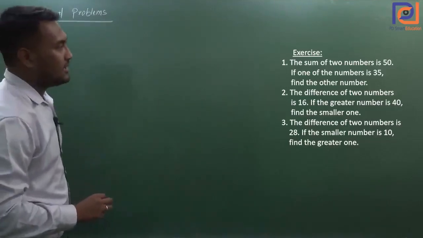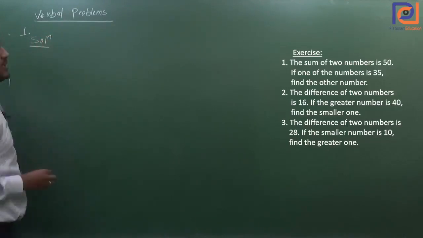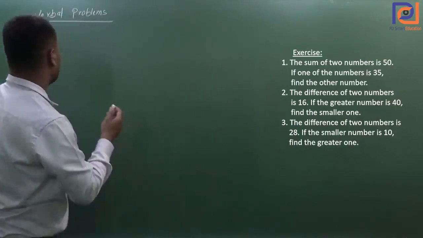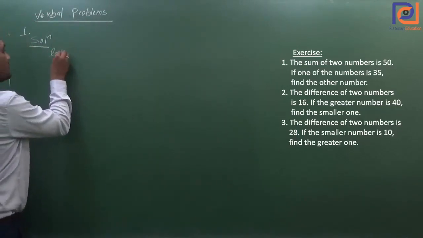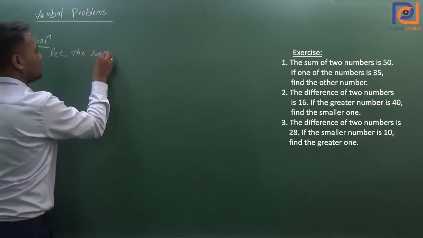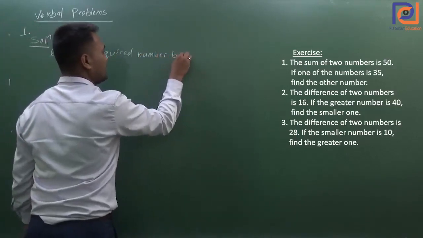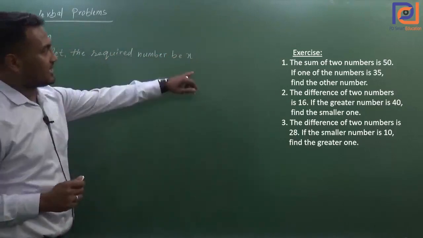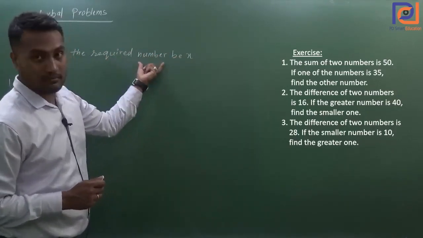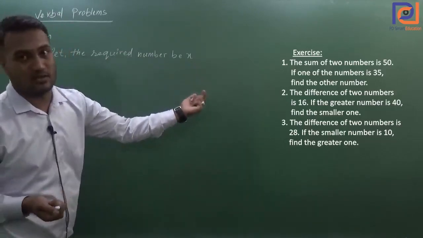Number one. Solution. You have to write here, we find the other number. So you have to suppose, let the required number be x. So I've supposed the variable term as x. We need to find out the other number, so that is the required number. You can also write, let the other number be x, no problem.